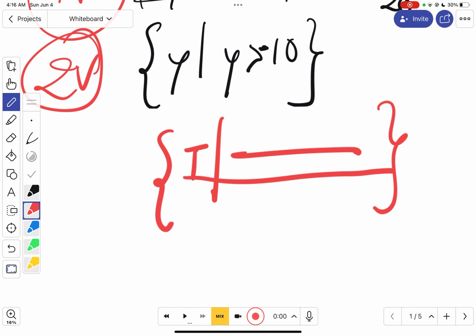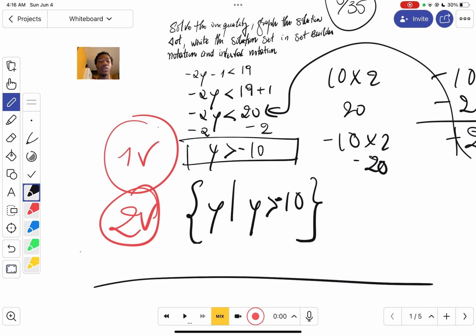And right now we're going to write the interval notation, which is a little bit more complicated. Not complicated, but less easy than the first one. In order to write the interval notation, we need to do the graph. How are you going to do the graph? You're going to trace a number line, and in the middle, which is 0.